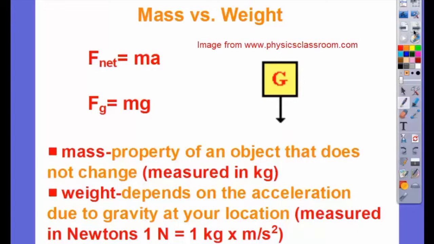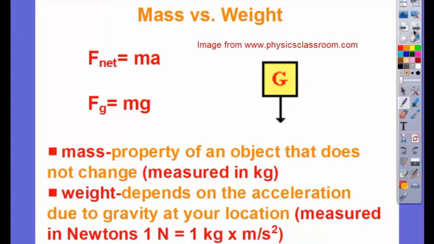The weight of an object is measured in newtons. Newton is the unit for all forces. A newton is a kilogram times a meter per second squared. The weight of an object, as you can see in the equation, Fg equals mg, depends on the mass, but also the acceleration due to gravity at your location. So your weight, or the gravitational force on your body, which is Fg, is going to change if you were to go to the moon.